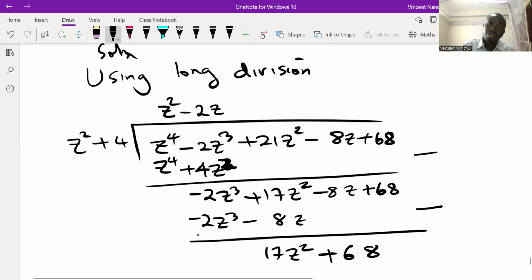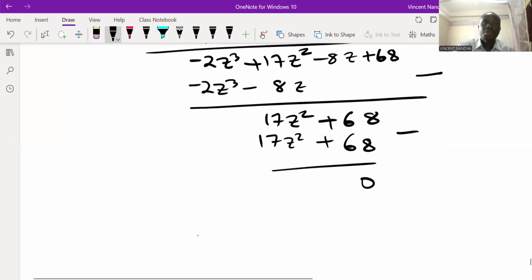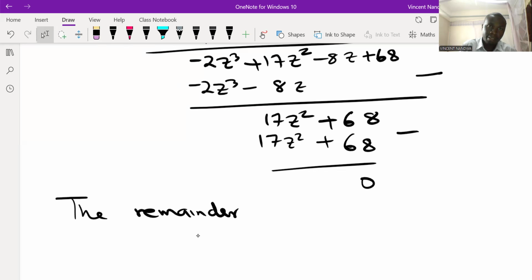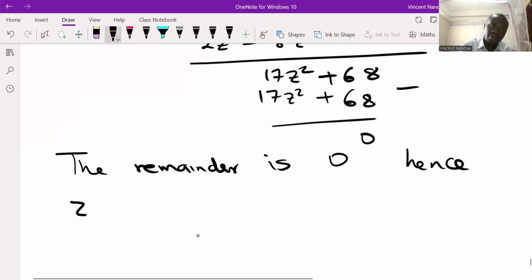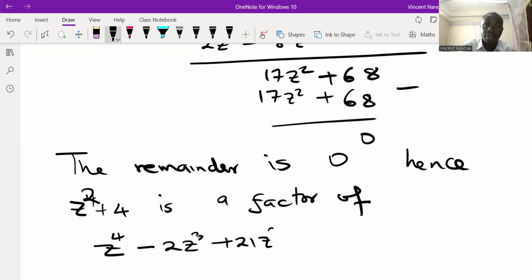Then I need to multiply 17 by z squared to get 17z squared. So I'll have 17z squared. 17 times 4 is 68. And when I subtract, I get 0. So therefore, the remainder is 0. Hence, z power 4 plus power 2 plus 4 is a factor of z power 4 minus 2z power 3 plus 21z squared, and then minus 8z plus 68.